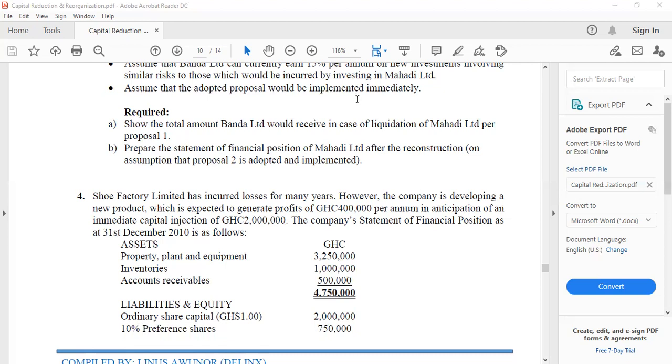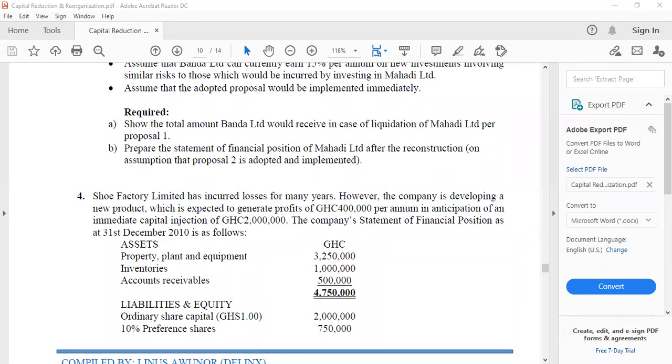The liquidation will always come with either you liquidate or you reorganize. So you do the two and tell the company what they should do. If they should liquidate or they should reorganize, you advise them. That is a scheme that they are talking about.